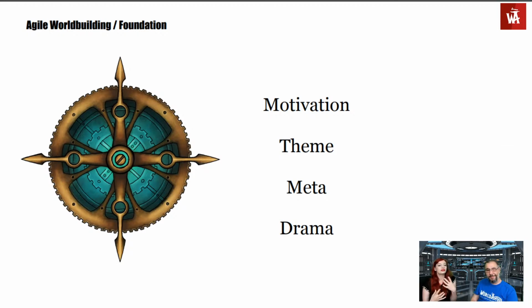Theme delves into what your world is going to feel like, the big concept of your world, where you want to go with it. Meta helps you define more information, and then drama is a conflict stage. What are the big things going on in your world?